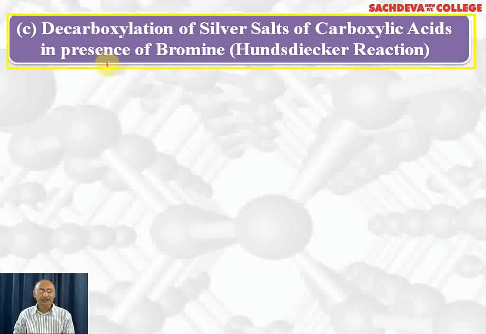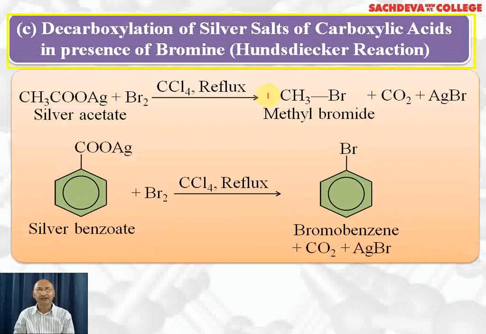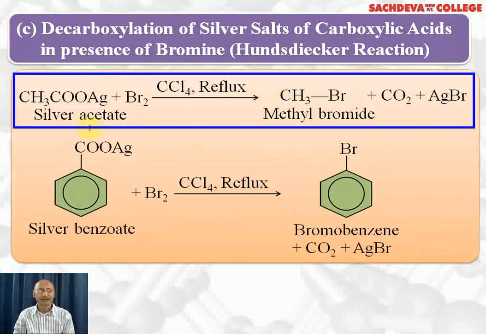Decarboxylation of silver salt of carboxylic acid in presence of bromine is called Hunsdiecker reaction. Silver acetate when it reacts with Br2 in presence of CCl4, reflux means that we heat in such a manner that the vapors are condensed in the reaction mixture itself. That is, don't allow vapors to go out, with the help of a condenser. This is called refluxing. So silver acetate when it reacts with bromine, Ag will react with Br, AgBr is gone, CO2 is lost, we get bromomethane or methyl bromide.